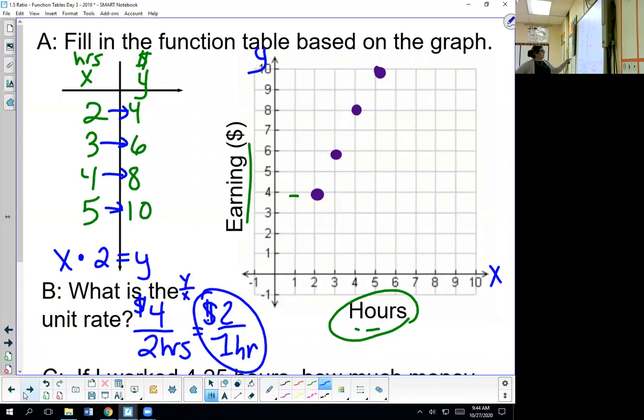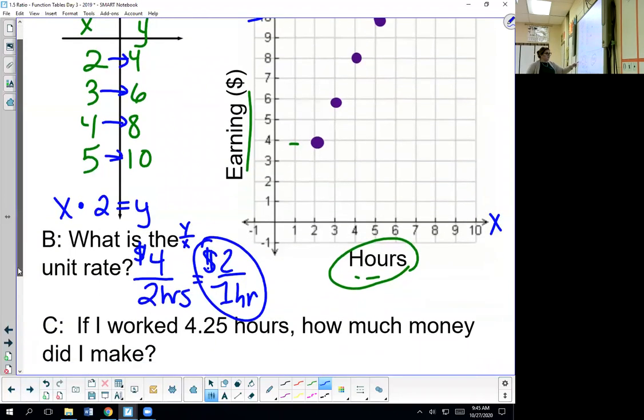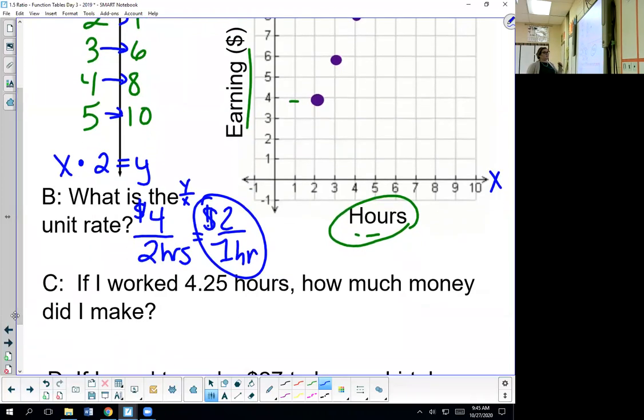Okay? All right, so we have a pattern of 2, multiplying by 2. Now, if I worked 4.25 hours, how much money did he make? So I'm at 4, I'm going to be between $8 and $10, right? Because 4 hours would be 8, 5 hours would be 10. So somewhere around there. So how much money did he make? Well, if I make 4 hours and 25 hundredths of an hour, and go to here, I'm going to multiply by 2. Or you can add it twice in your head, I guess.